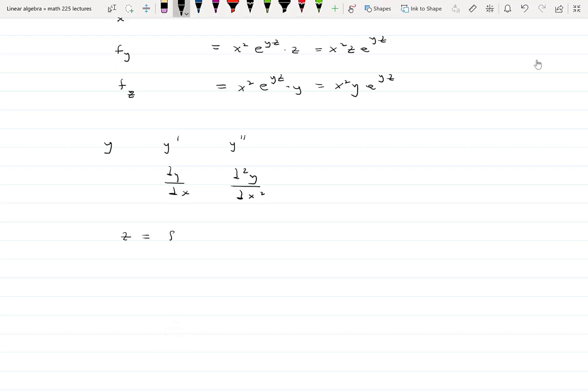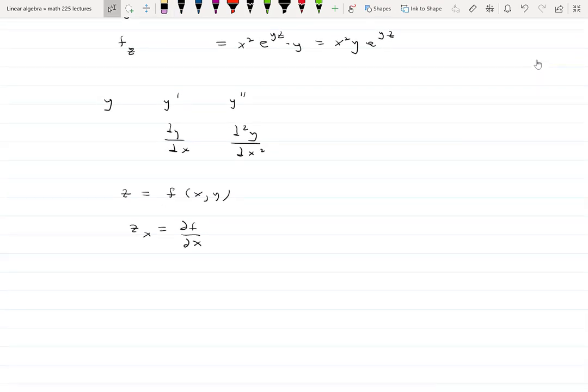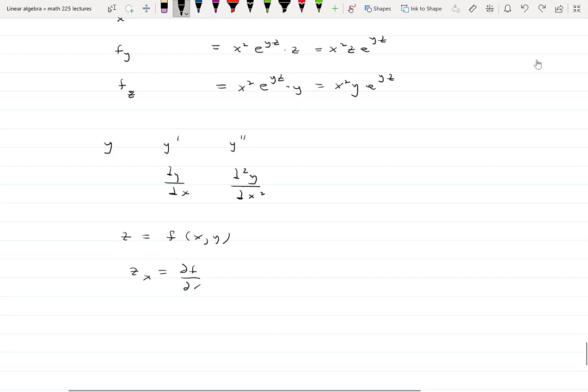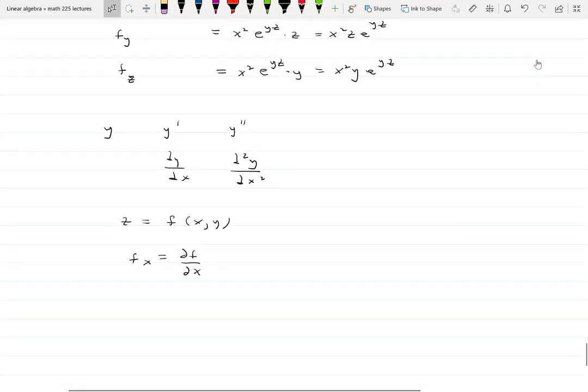If z equals f of x, y, I can take a derivative of z with respect to x. I'm going to use the f notation. Sorry about that. I just changed my mind with notation. So f sub x, it's okay. But I could also take the derivative with respect to x again. I could take a derivative with respect to x of both sides. I could take the derivative with respect to x of the left-hand side. And I could take the derivative with respect to x of the right-hand side.